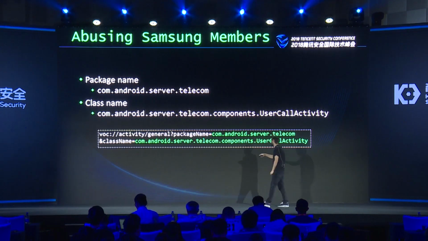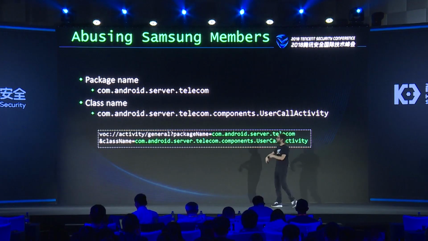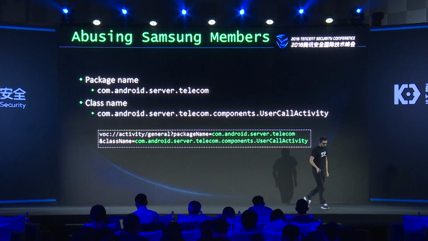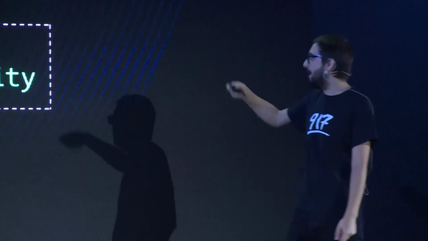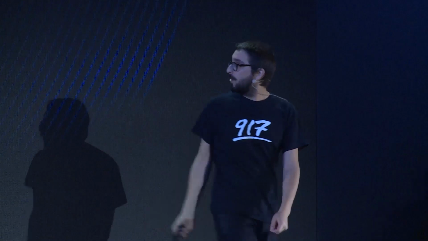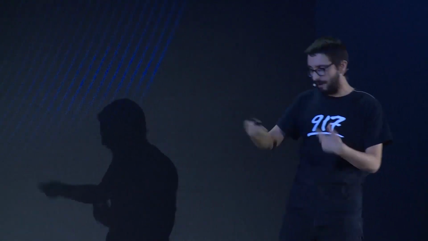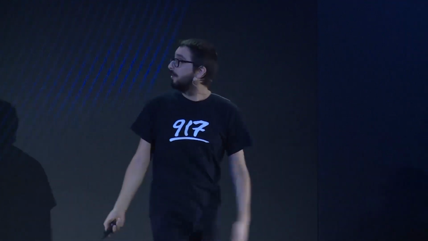If you pass parameters like package name and class name, it will take them, create a new intent, and pass it on to package manager. Package manager will look up the telecom service manifest and match it against the user call activity because we explicitly specify it. But we don't specify a URL, so the URL is missing. They dereference the URL to get the scheme, and they crash the phone.